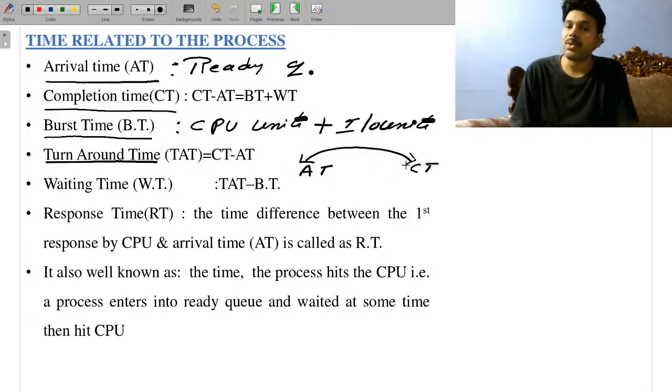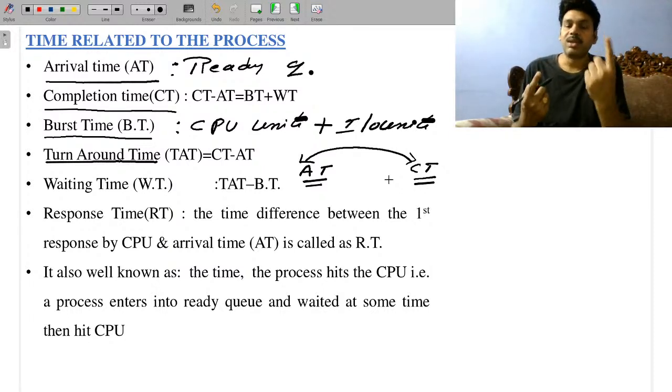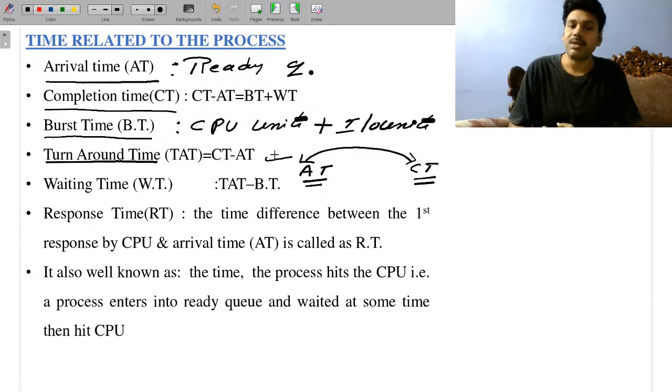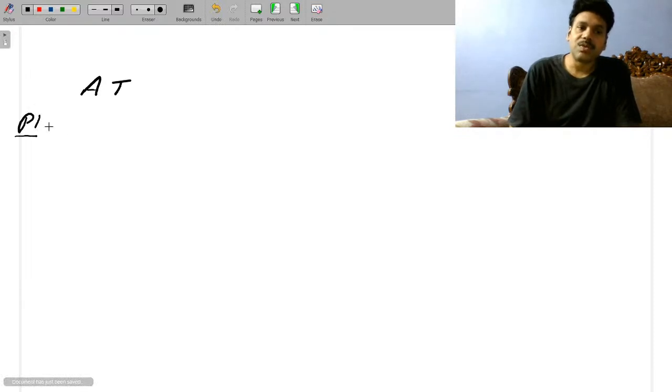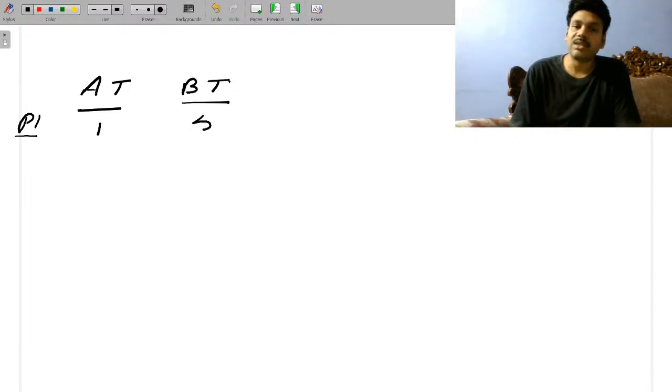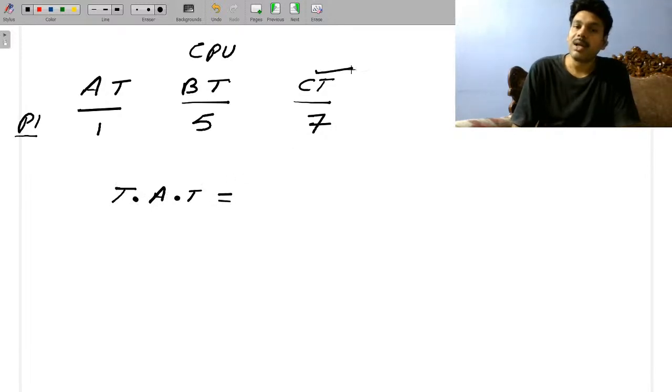Please observe. When a process enters the ready queue at its arrival time, we want to see at what time it is completed. The difference between your ending point and starting point is your turnaround time. For example, process 1 has arrival time 1, burst time 5 units of CPU, and it is completed at 7. So what is the turnaround time here? Turnaround time is the ending time of the process minus the starting time, that is CT minus AT.